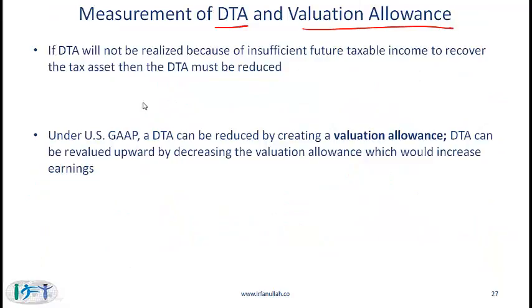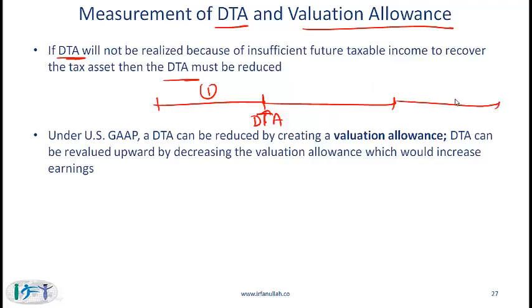Measurement of DTA and valuation allowance. If a deferred tax asset will not be realized because of insufficient future taxable income to recover the tax asset, then the DTA must be reduced. I have alluded to this earlier. Let's say you have period 1. At the end of period 1, you have a certain deferred tax asset, but you do not think there will be sufficient profitability in the next few years for you to realize this deferred tax asset, then this deferred tax asset must be reduced.